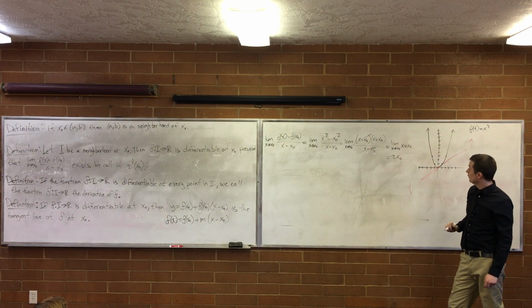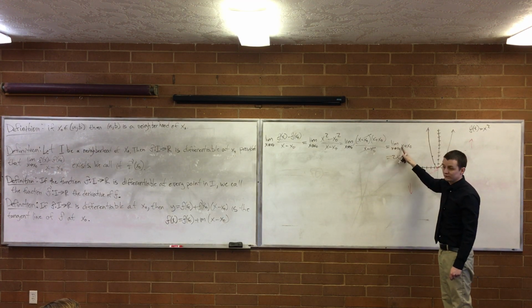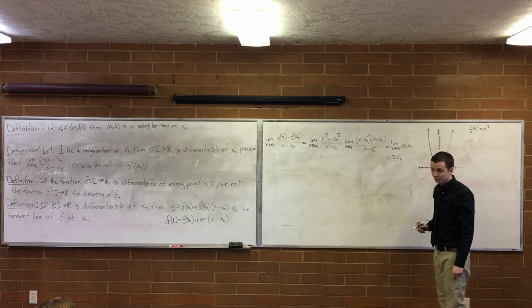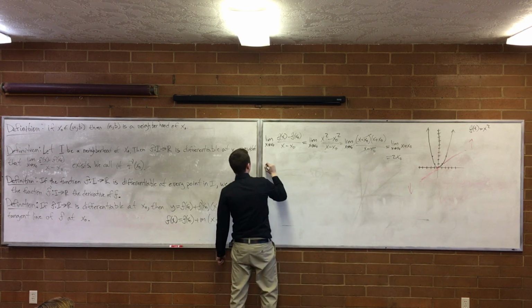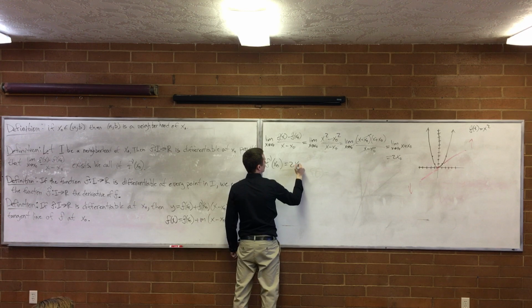X gets close to x naught. The limit of x as x goes to x naught is just x naught. The limit of x naught as x goes to x naught is just x naught. Add them together. Good? So what did we just find? We just found that f prime at x naught is equal to 2x naught.